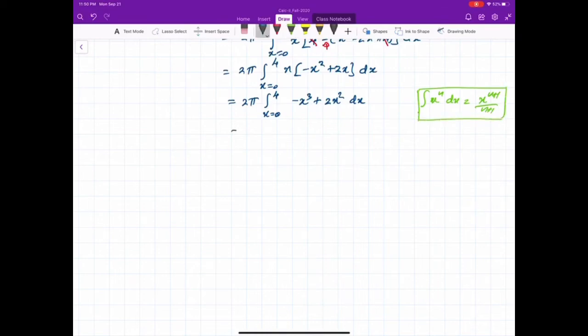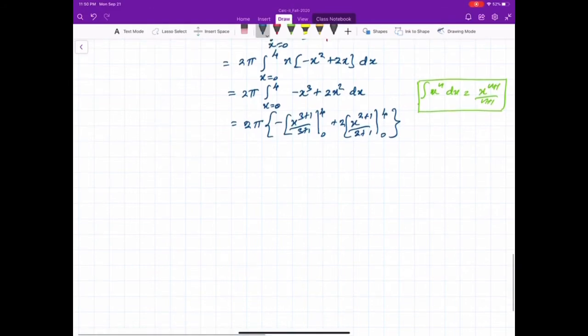Alright, here I write equal 2 pi, minus. The integration of this one should be x to the power 3 plus 1 over 3 plus 1, and then I have to put the limits from 0 to 4. Then plus 2, I can take the 2 out, and the integration of x to the power 2 should be x to the power 2 plus 1 over 2 plus 1, with the limits from 0 to 4. Let me change these brackets and put curly brackets here.